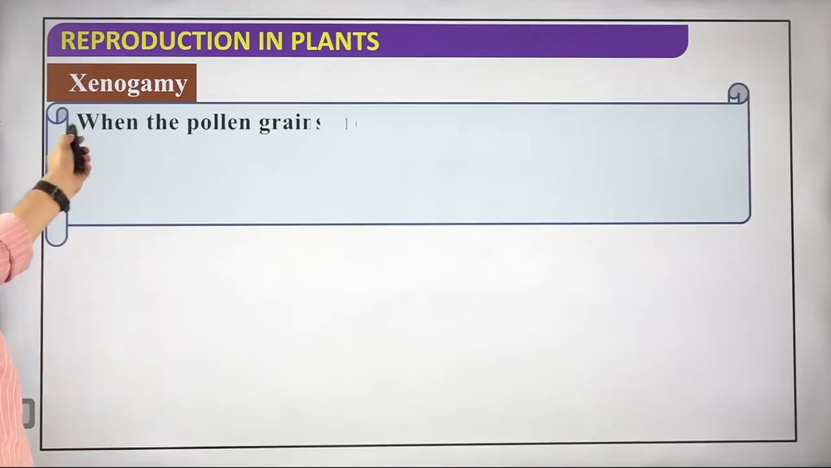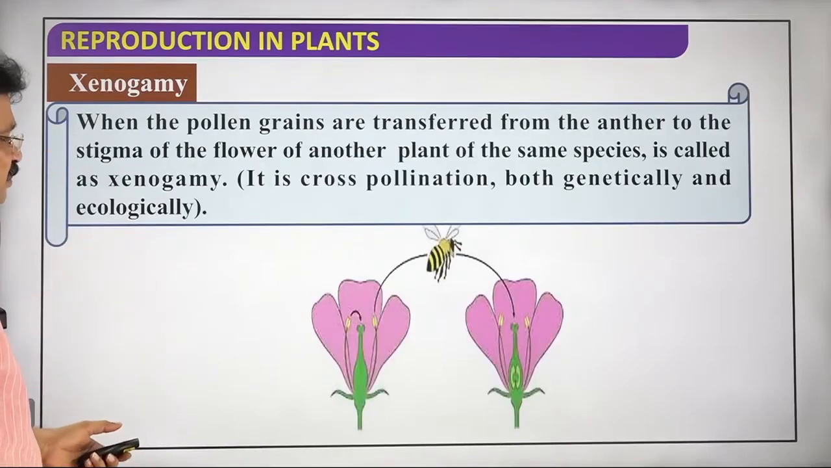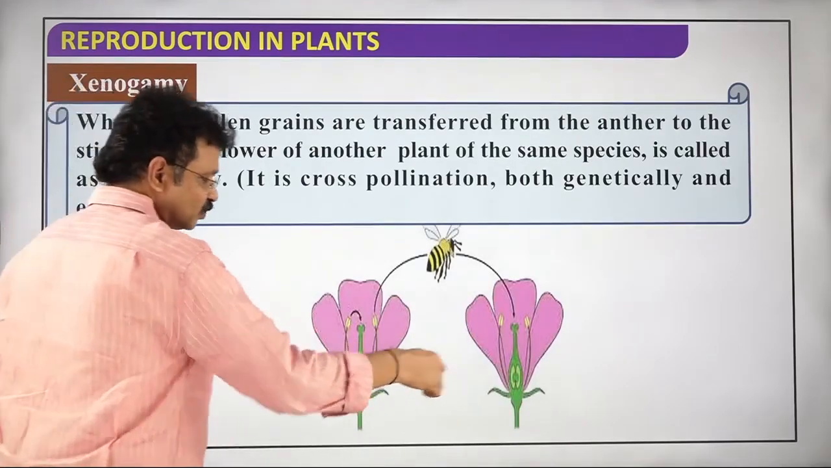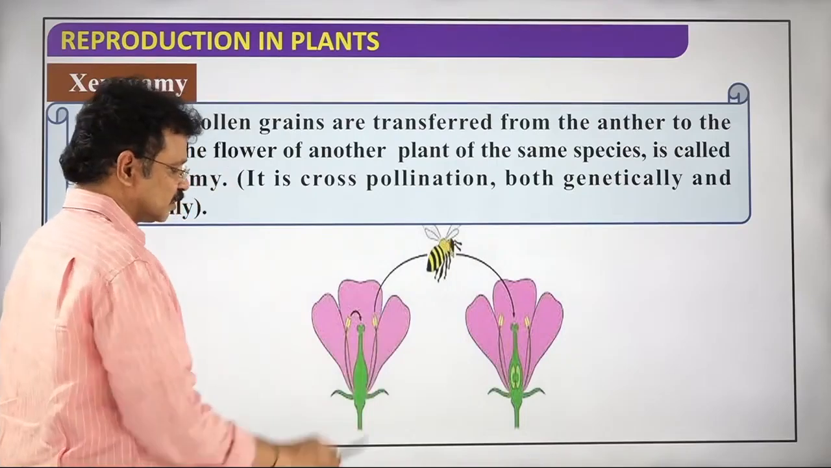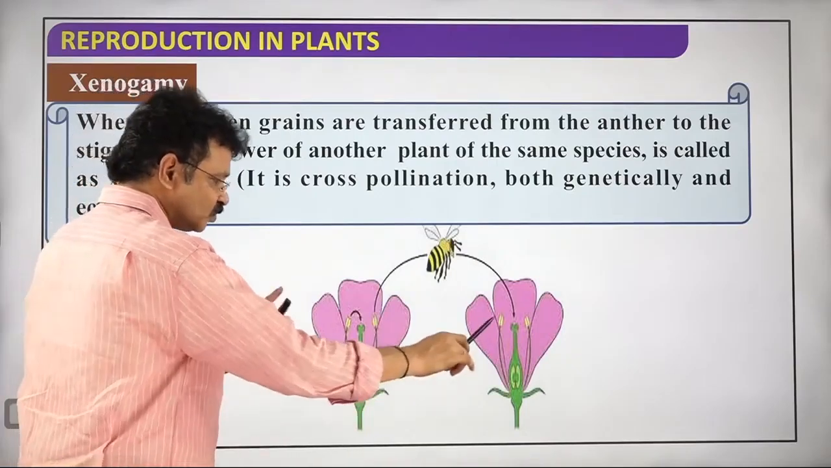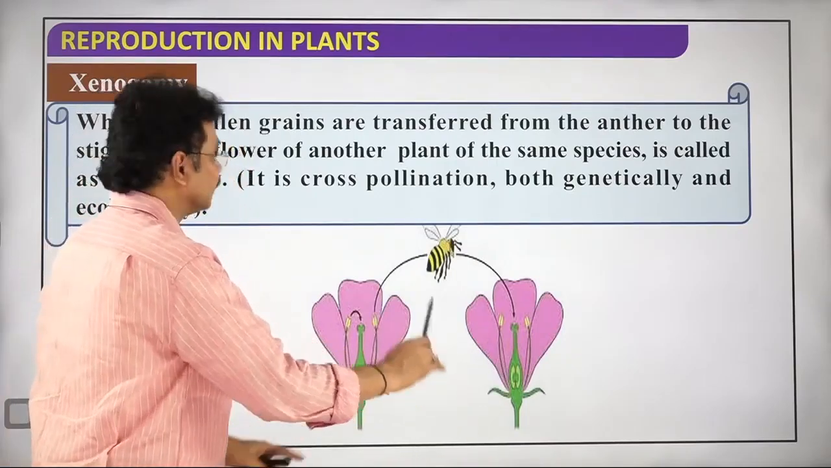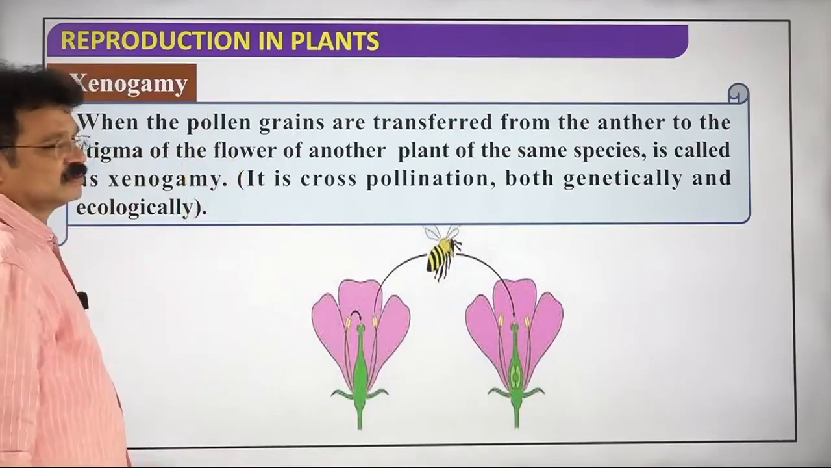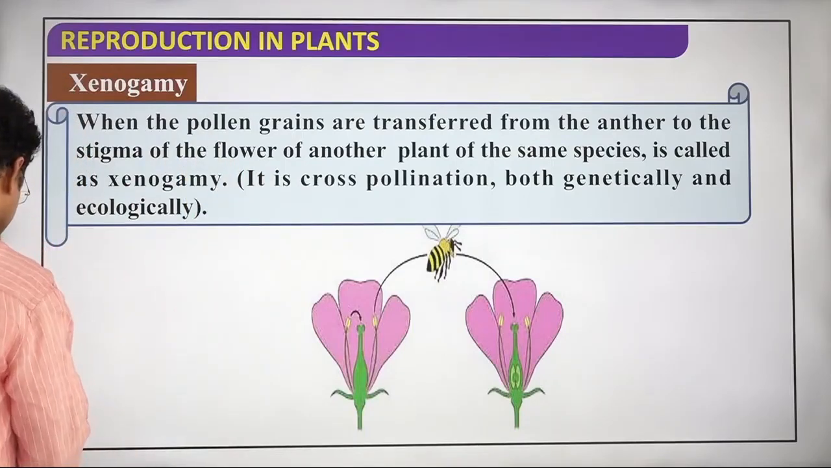Next, xenogamy. The pollination takes place between two plants. Physically, two different plants are there. Pollination between the two flowers present in two different plants of the same species, that is the xenogamy. I will explain these concepts once again through the blackboard.